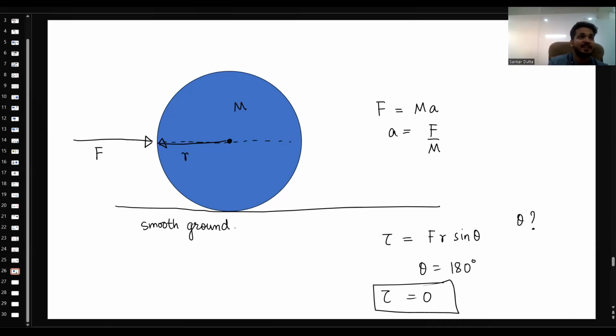So this is a scenario when you have a rotational equilibrium or torque equilibrium, but not force equilibrium. So this is what I wanted to tell, that these are independent scenarios, independent conditions. So this is not happening.